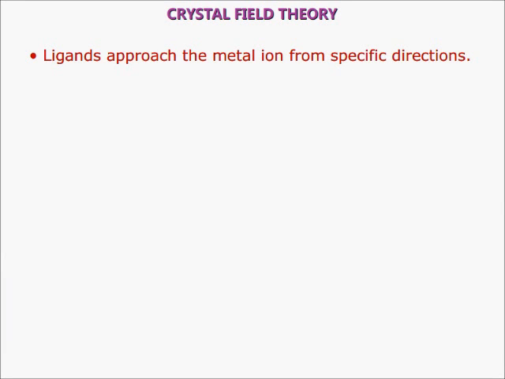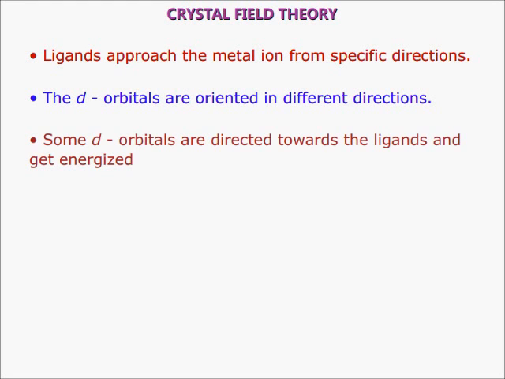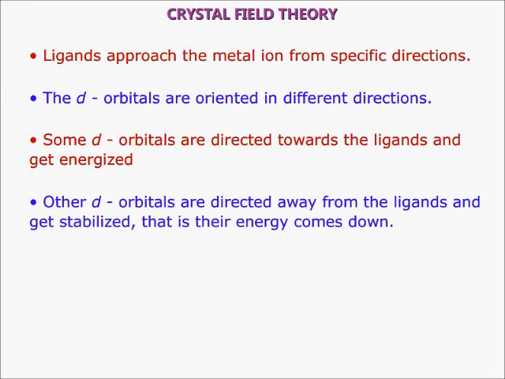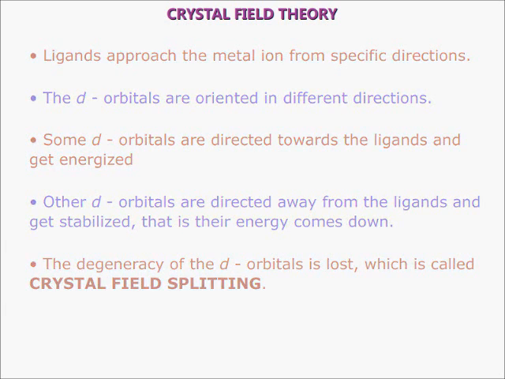Ligands approach the metal ion from specific directions. The d orbitals are oriented in different directions. Some d orbitals are directed towards the ligands and get energized, while other d orbitals directed away from the ligands get stabilized, that is, their energy comes down. The degeneracy of the d orbitals is lost, which is called crystal field splitting. We shall study the crystal field splitting under different geometries of coordination complexes.